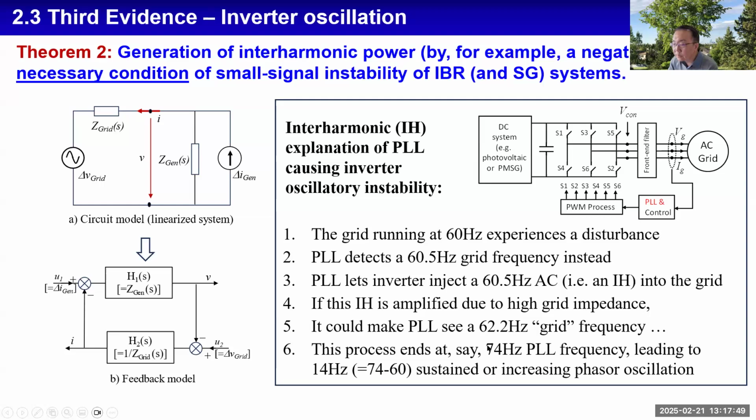So eventually this process reaches a kind of steady state at a 74 Hertz PLL frequency, leading to a 14 Hertz sustained or increased phasor oscillation. So this is a kind of explanation of this phenomenon.